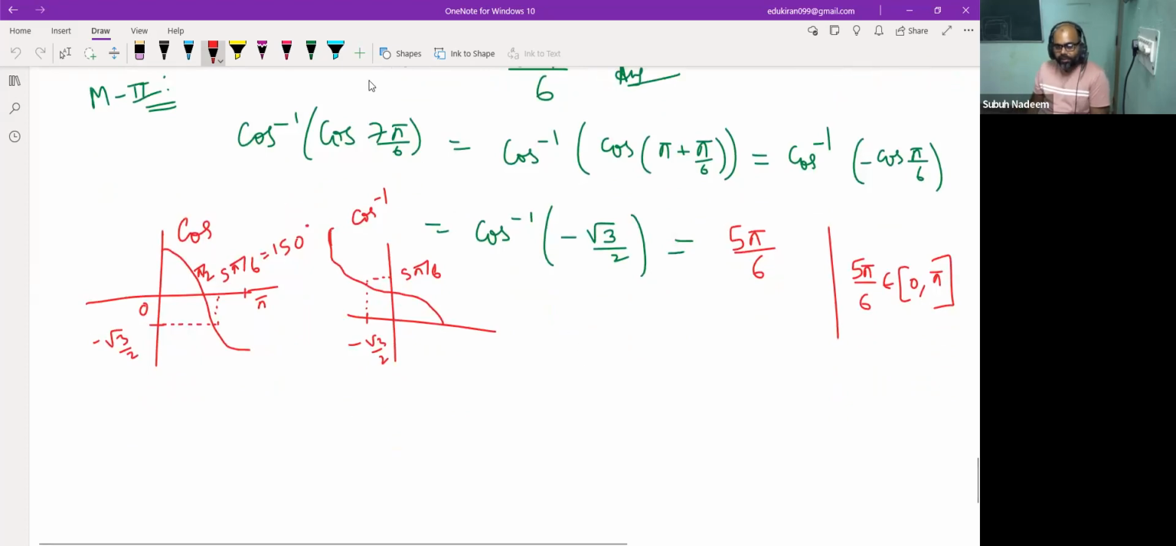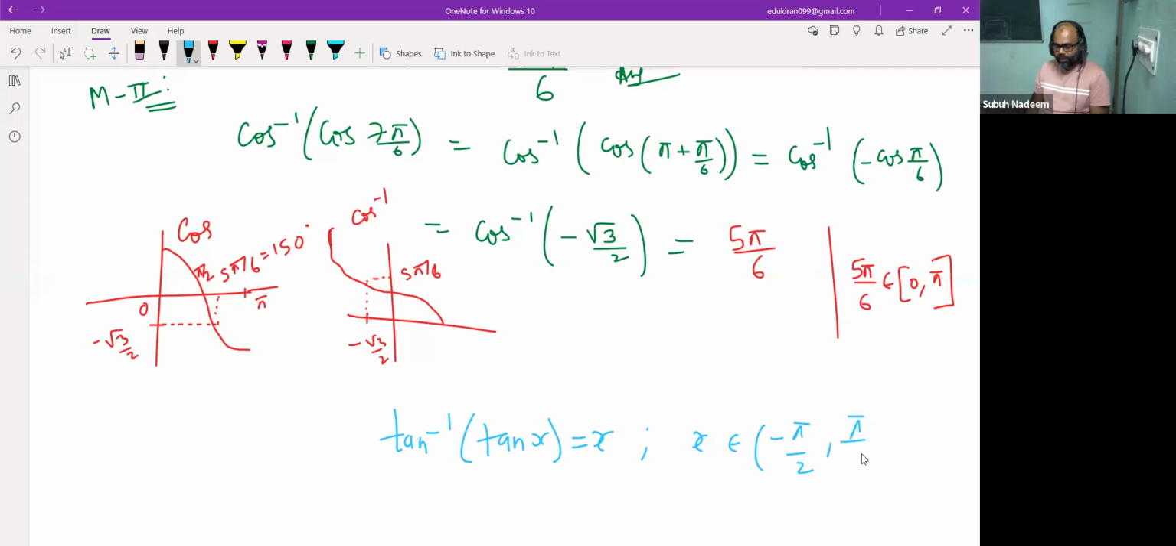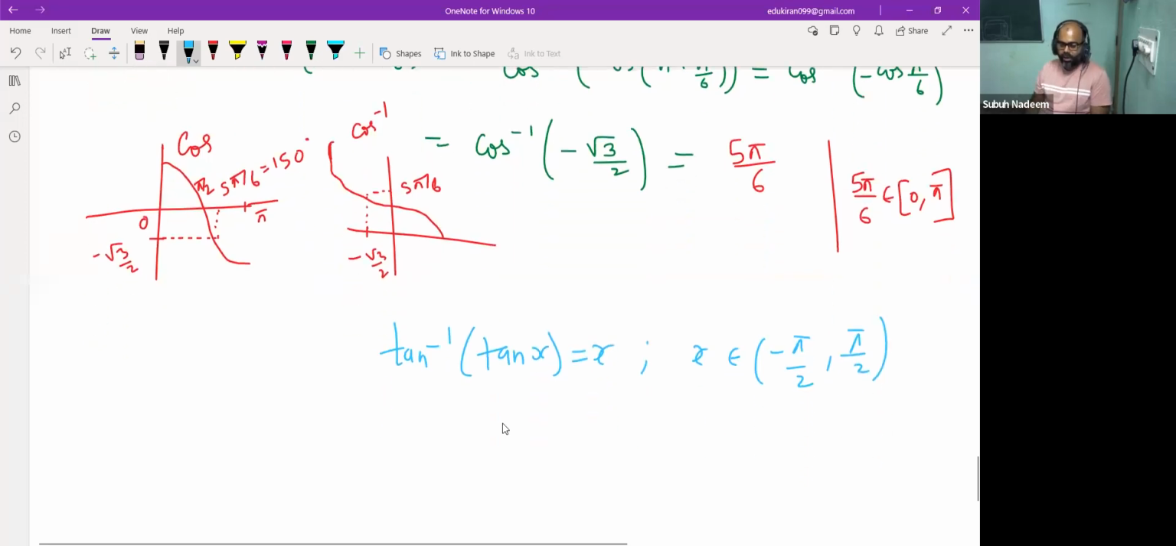Then we have tan inverse of tan x again. Sine inverse, cos inverse we have seen. So we have tan inverse of tan x. Tan inverse of tan x will be x, and the principal value range should be minus pi by 2 to pi by 2. So the angle should be in between this. If it is outside this, we have to do manipulation and make it inside this.